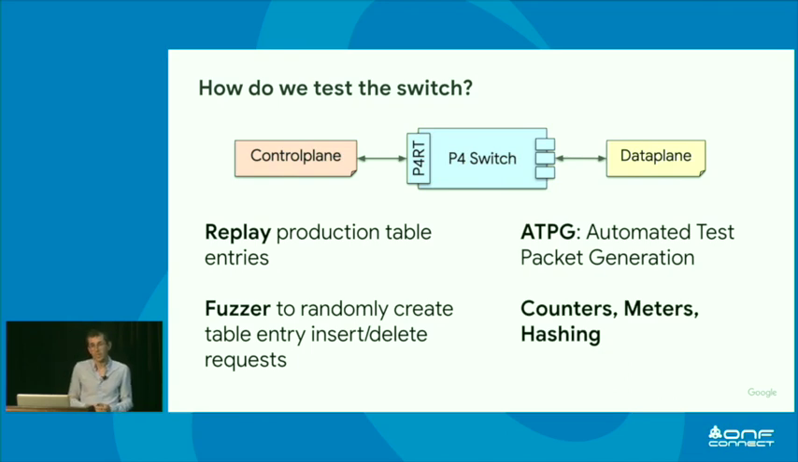And then on the data plane side, we have something that we call automated test packet generation. And I'll talk a lot more about how that exactly works in a few slides. And then there's also a bunch of other interfaces and features that the switch has that we want to make sure are working correctly. Things like counters or meters, or that the switch is doing the load balancing correctly using hashing and so on.